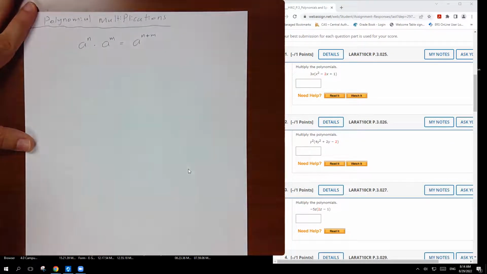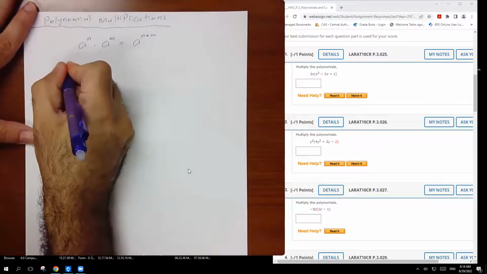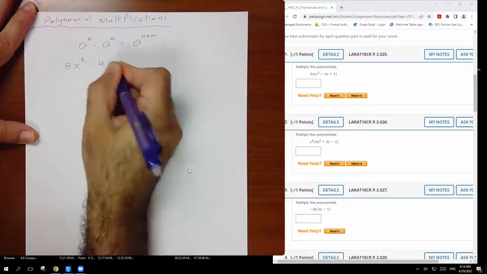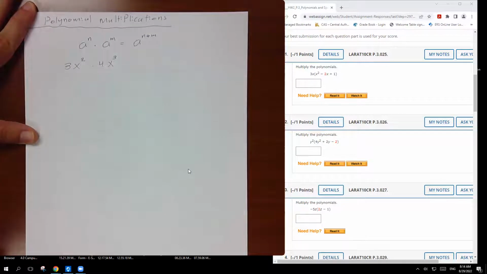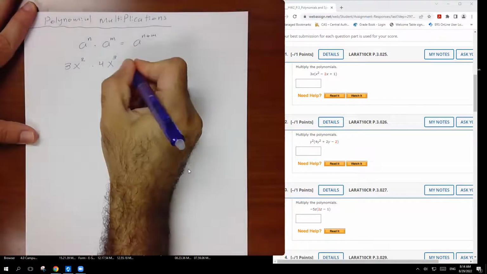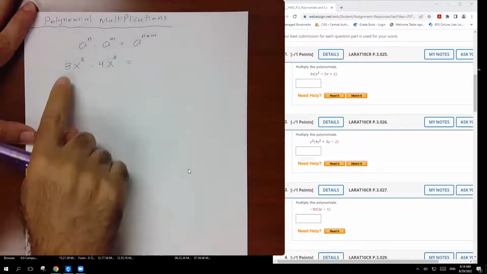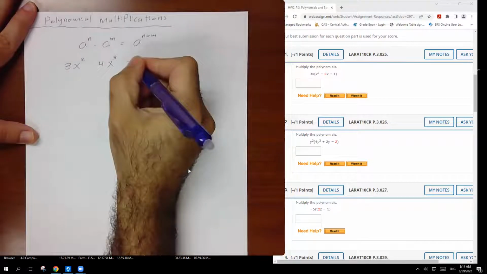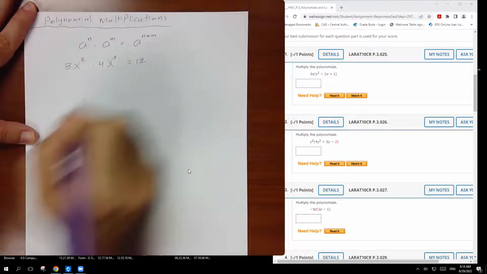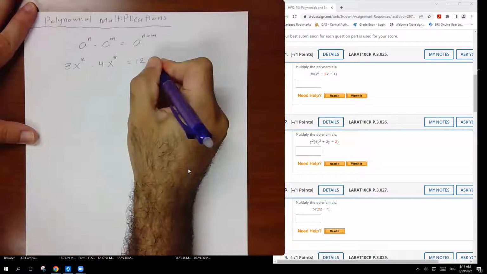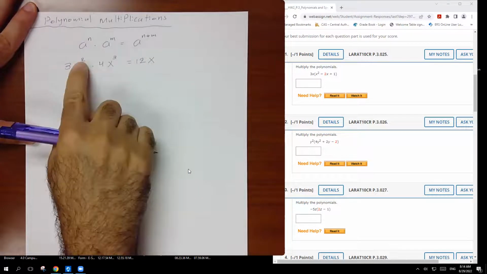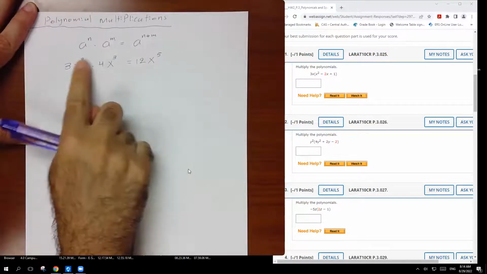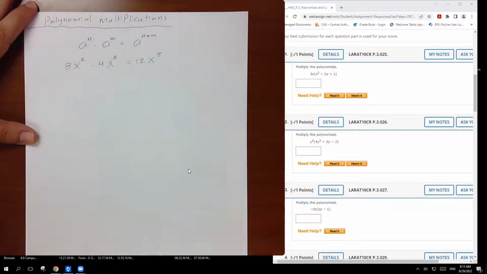So now, if you multiply 3x squared times 4x cubed, the result is going to be, we multiply the numbers. 3 times 4 is going to be 12. Here's the variable, we add the exponents. 2 plus 3 is going to be 5. We're not going to multiply the exponents. We're going to add the exponents because we always use this rule.